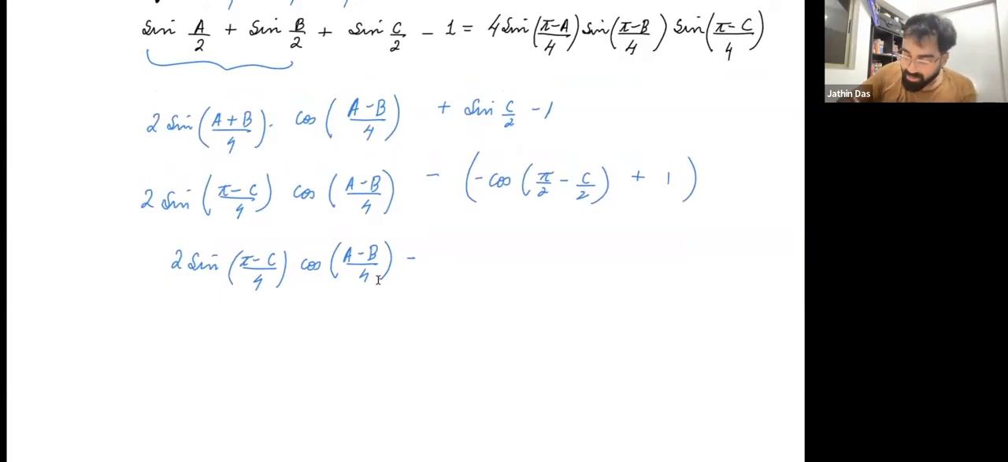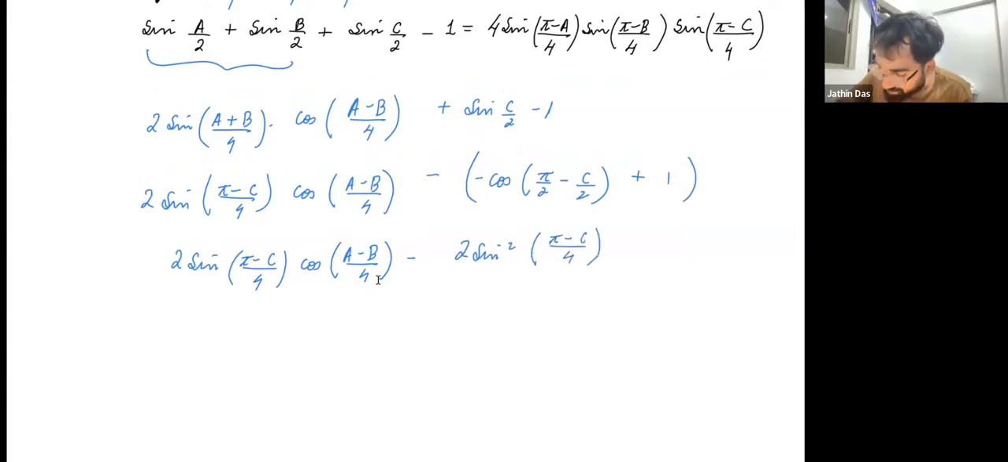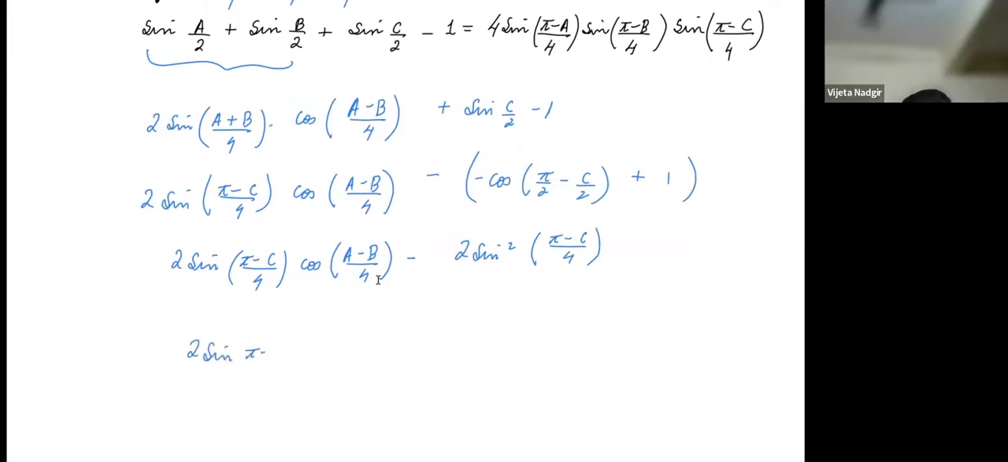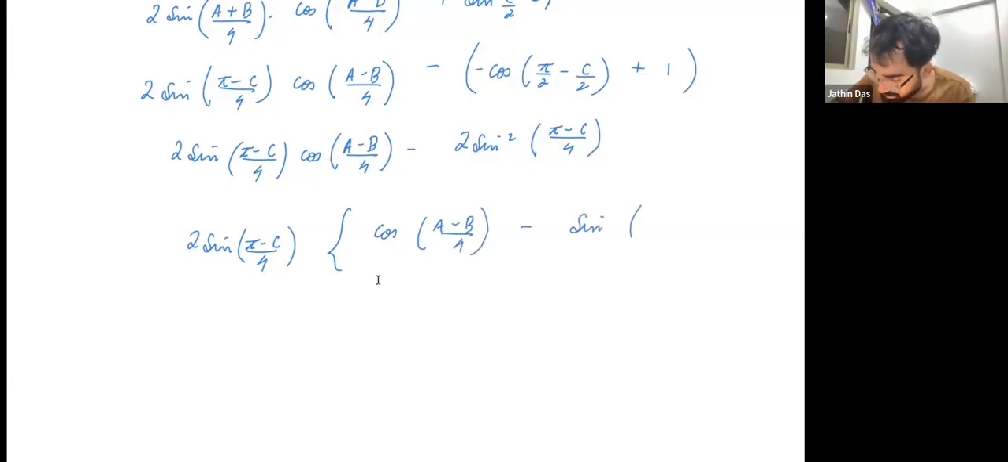So 1 minus cos theta क्या था? 2 sin pi minus C by 4. So pi minus C by 4 direct I'll write. Now what is common? 2 sine pi minus C by 4. Okay, so that's almost done. We are almost there. Cos A minus B by 4 minus sine pi minus C by 4. ऐसे मिलेगा ना? हाँ.